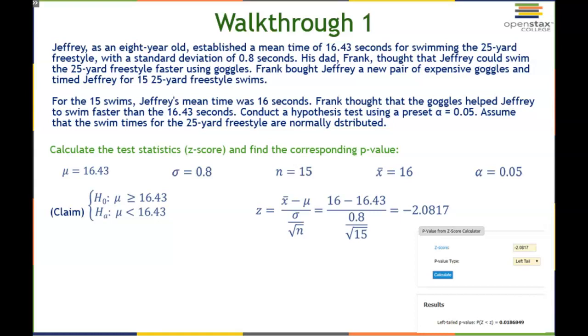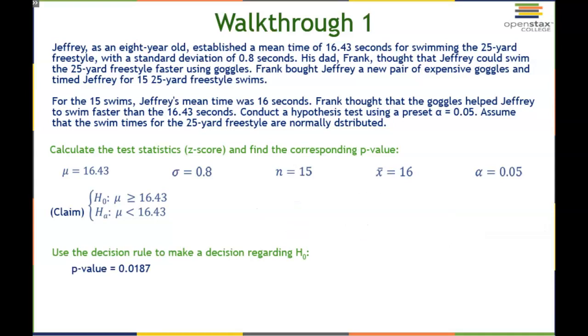0.0187. Now it's time to use this p-value and the decision rule to make a decision regarding H0. Our p-value is 0.0187. Our alpha is 0.05. Our p-value is less than alpha, and therefore we need to reject H0. Because we are rejecting H0, that means HA is good. HA is our claim, so our claim is good.